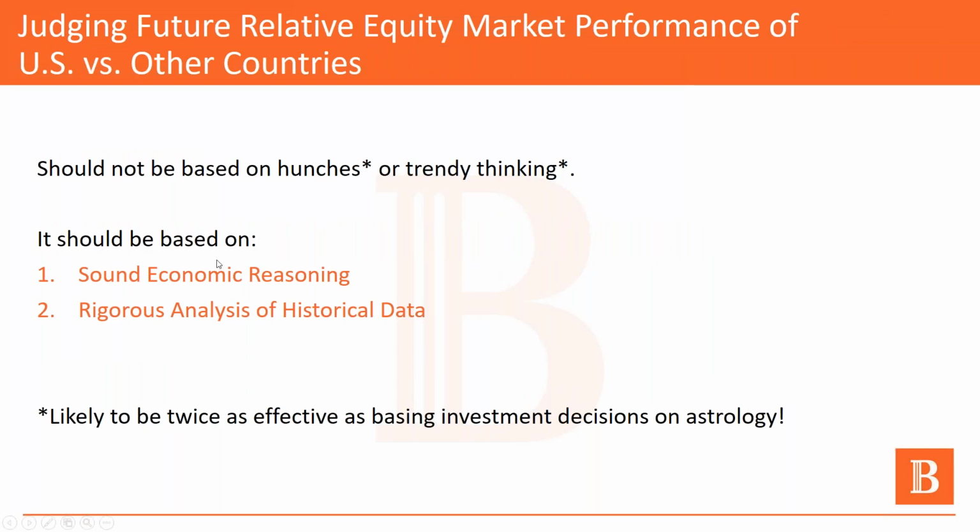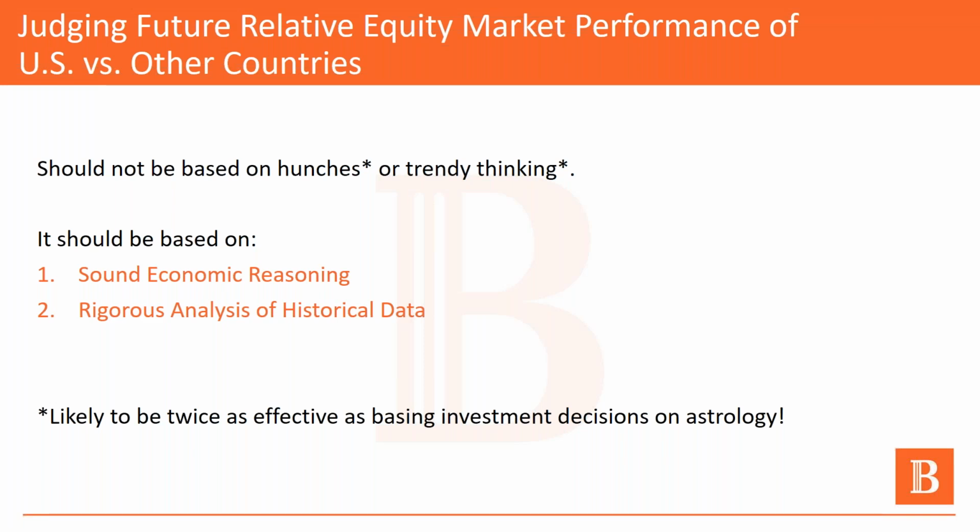And I speak to that here, that in judging the future equity market performance of the US domestic market versus the equities of other countries, it shouldn't be based on hunches or trendy thinking. And I put an asterisk there, and I located it at the bottom, and this is a joke. I like the joke. It is that basing investment decisions on hunches and trendy thinking is going to be twice as effective as basing them on astrology. The joke is that astrology is no way to predict the stock market, but I also don't think that hunches or trendy thinking are.